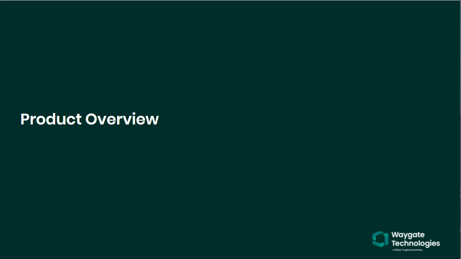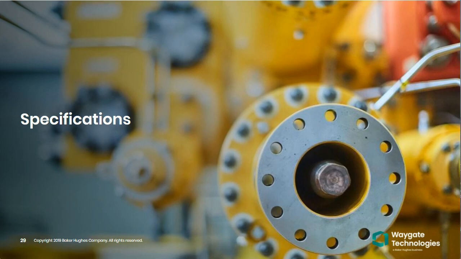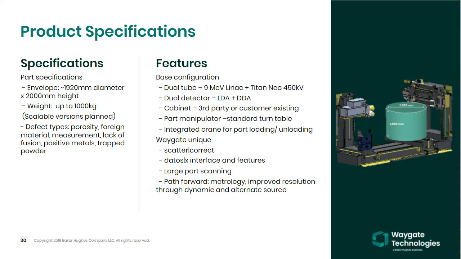All right, a little bit more detail on the specifics of this product that we built. Again, I think I went through most of this at a high level: 2 meters cubed, 1,000 kilograms in weight, dual detector, dual source. You start to see the structure of it here.